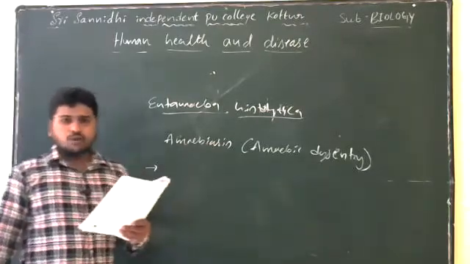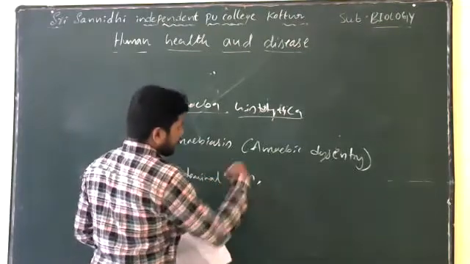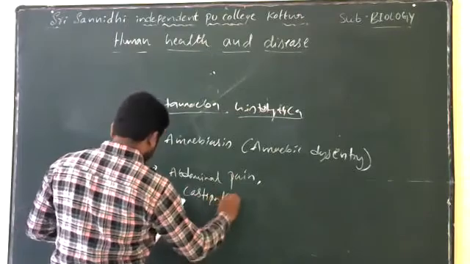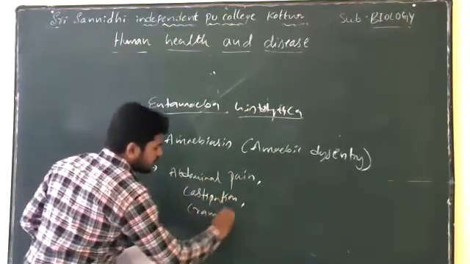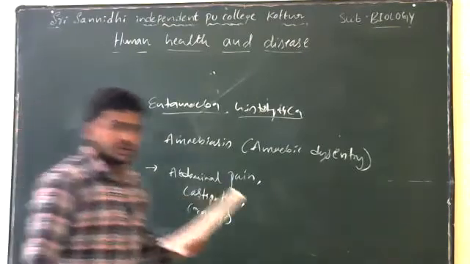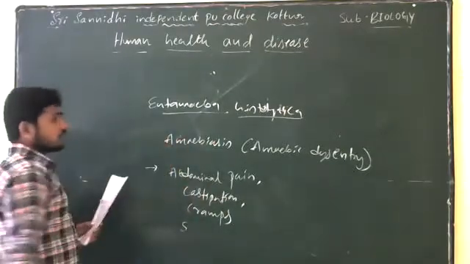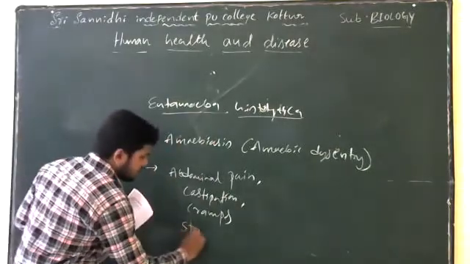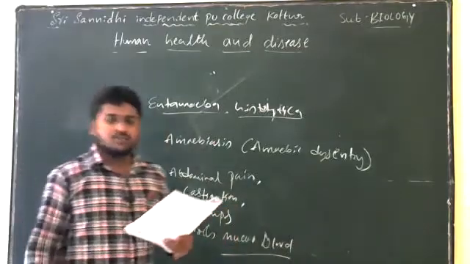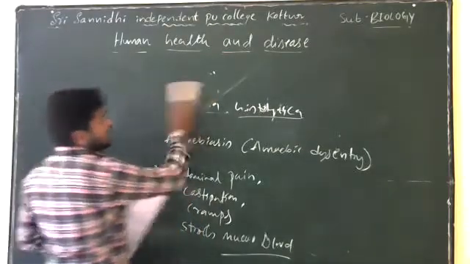The symptoms are abdominal pain, constipation, and cramps, which are sudden pain in the skeletal muscles. If the infection is severe, the stool contains mucus and blood. These are the symptoms of Entamoeba histolytica. So these two are protozoan diseases.